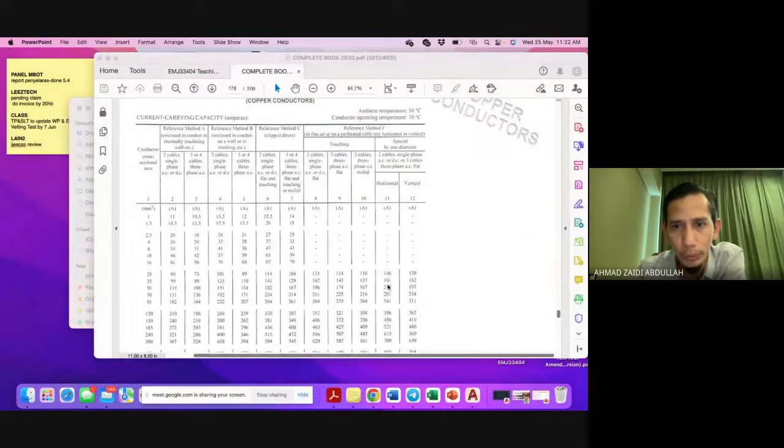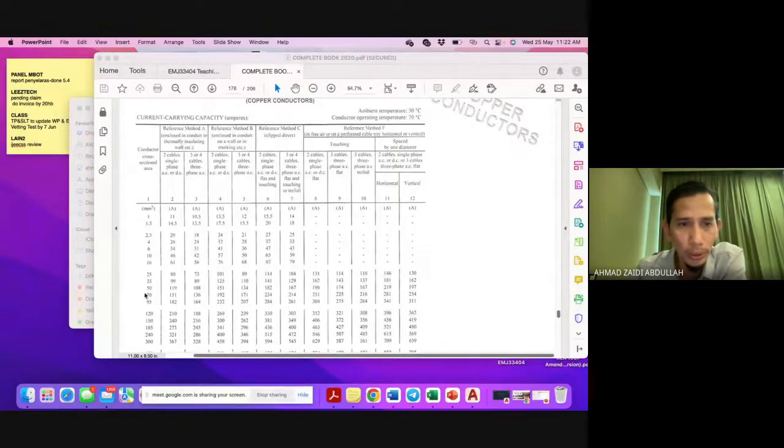225. We refer to this one. 225. Okay, 219 is not enough, so we must go bigger than that. Right? 225. So this ampere is suitable, 281. And from here we refer to what size.